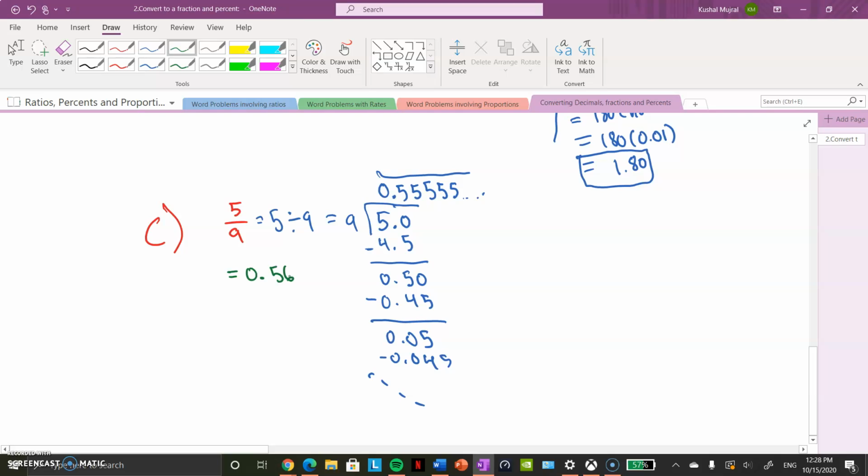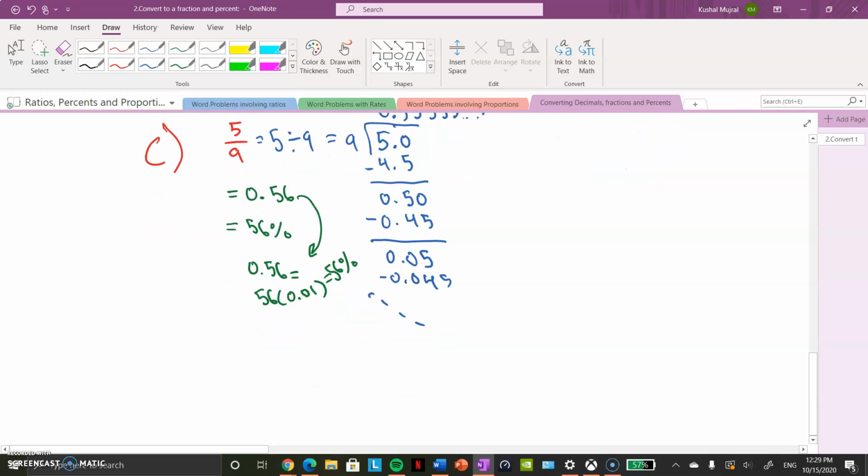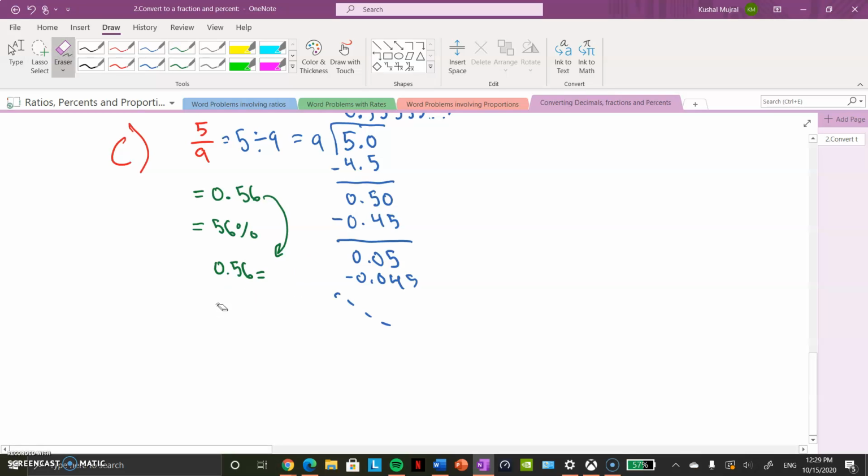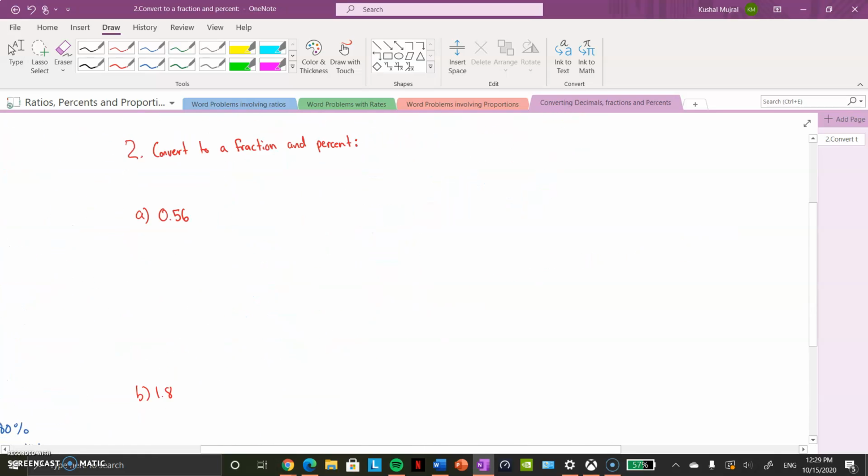Okay, and then another way to write this as a percent is 56%. Right? Because 0.56 is 56 hundredths. So that's 56%. Okay? Or a better way to write this actually is it's 56 hundredths. So it's 56%. Okay? Now let's take a look at this over here.